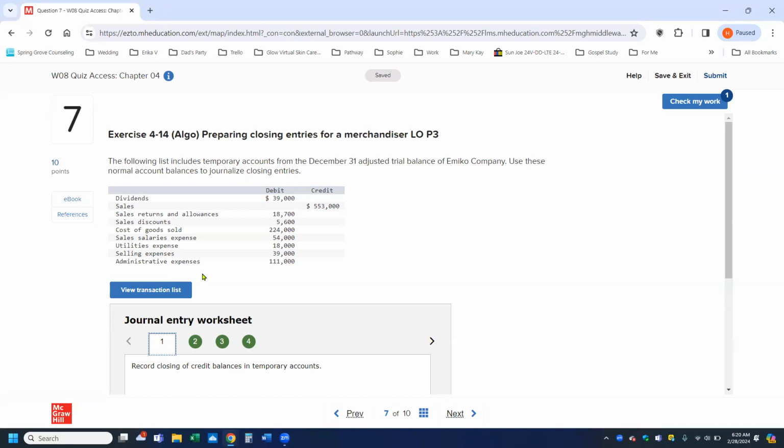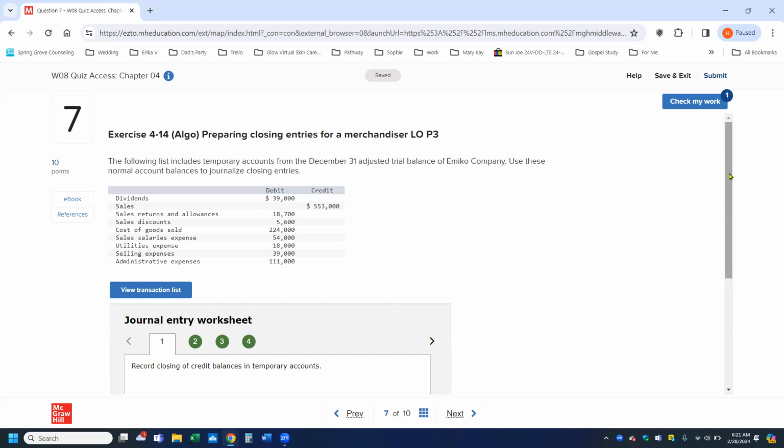So the only revenue account we have, the only credit balance, is the revenue of sales. And the revenue and expenses we close to the income summary. The income summary gets closed out to the retained earnings, and the dividends get closed out to the retained earnings. So that's all we're going to do.